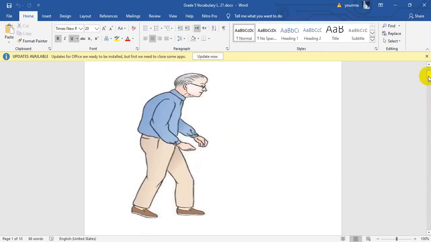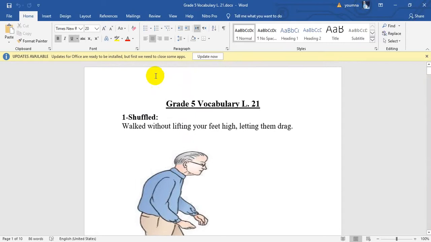Like this person, he's an old man, so he is shuffling. Shuffling, it means that he has very hard steps because he is sick or because he is old. So shuffled again, walked without lifting your feet high, letting them drag. Let's move to number 2.